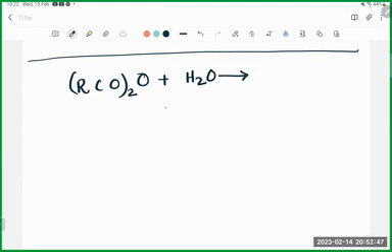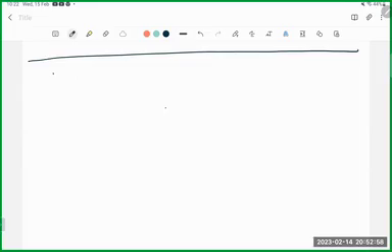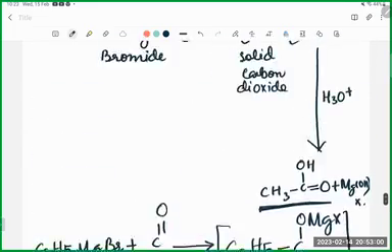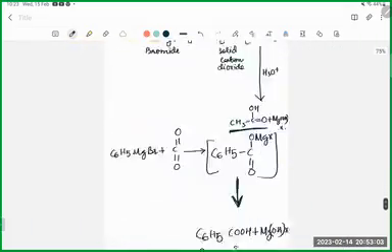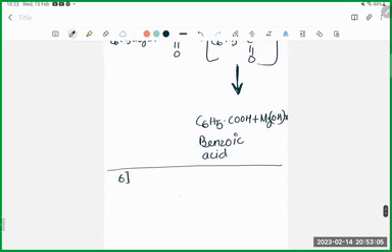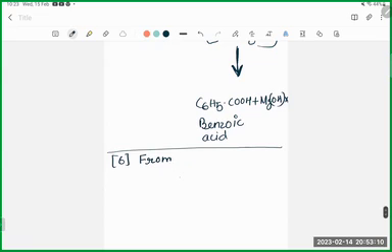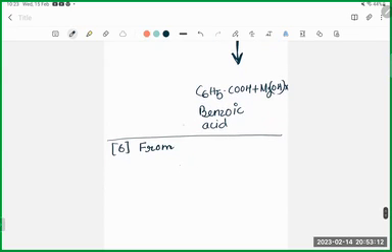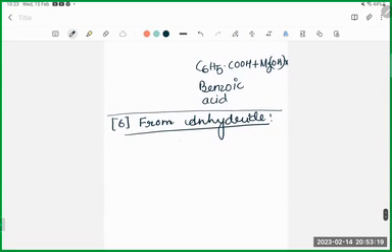So what do we get as the product? 2 moles of RCOOH. Is this clear? So let's take one example for this. This will be very, very easy. So after the 5th preparation, we are going for the 6th one, and the 6th preparation heading is from anhydride. Okay. Let's see over here.